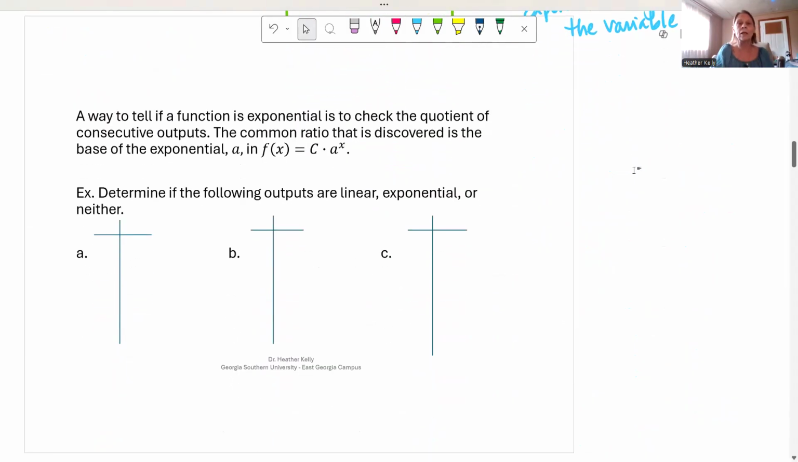Now, a way to tell if a function is exponential is to check the quotient of the consecutive outputs. The common ratio that is discovered is the base of the exponential, the a part, in this function, f of x is equal to c times a to the x, and we call this the base.